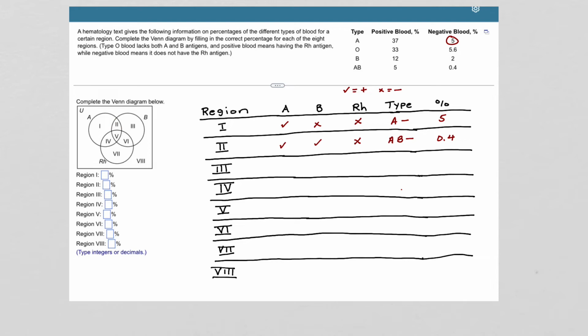Now let's take a look at region 3. Now I'm not in the circle of A. I am in the circle of B and not in the RH circle. So this would be B negative. Let's see, B negative is 2%. Okay, so still pretty rare.